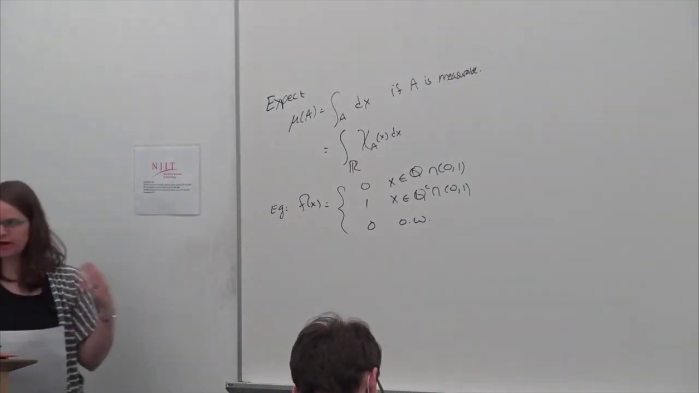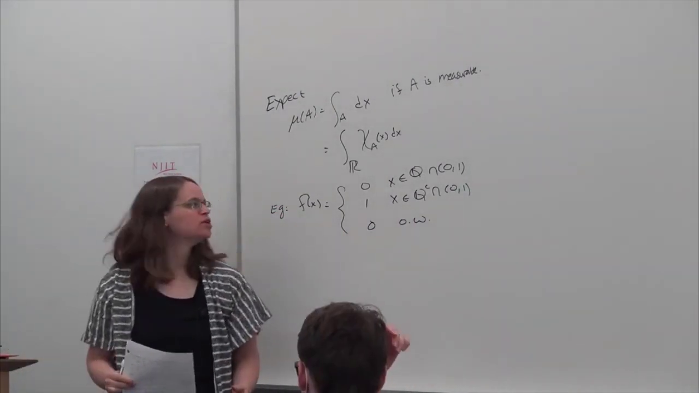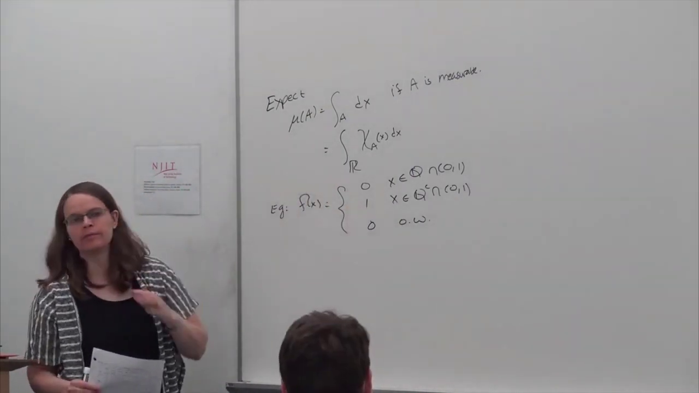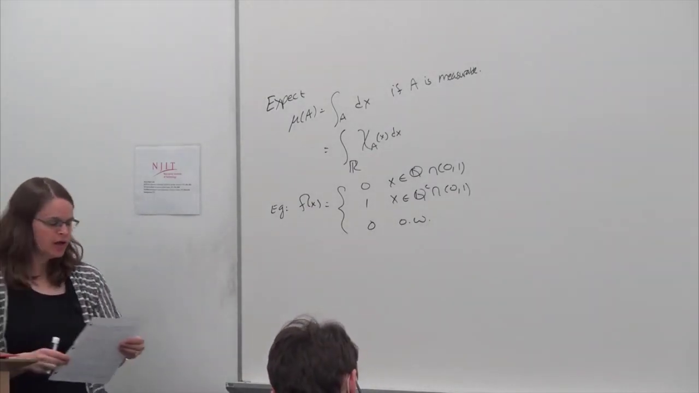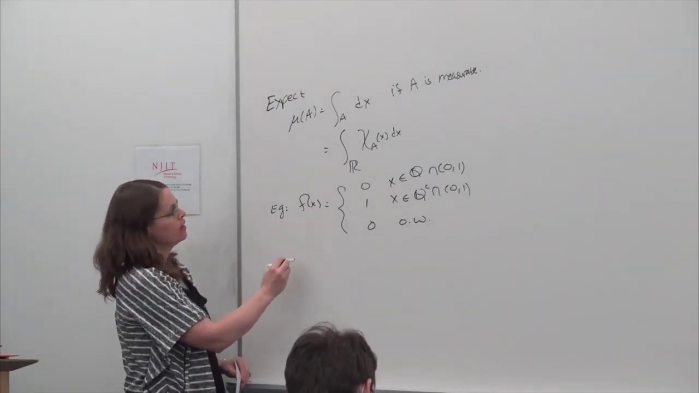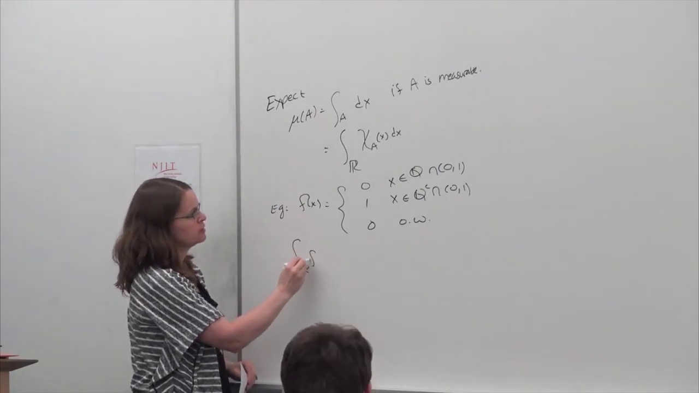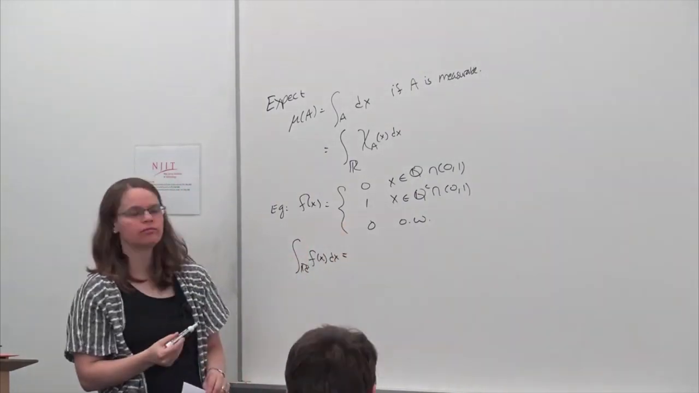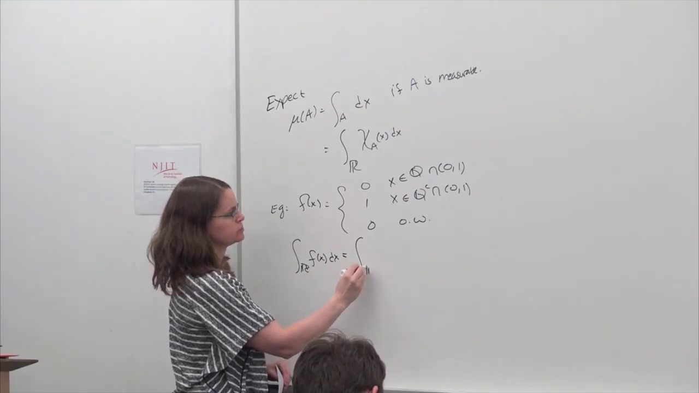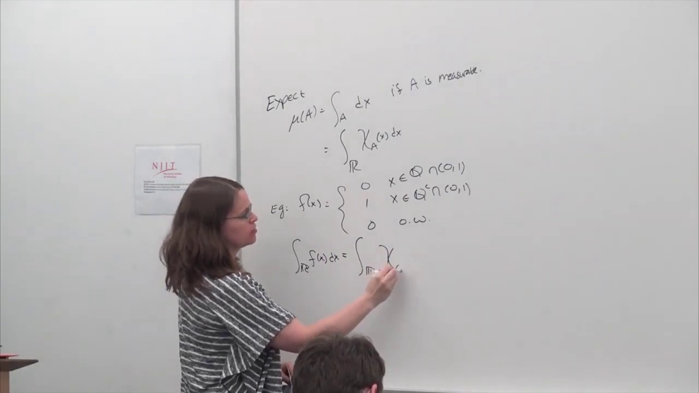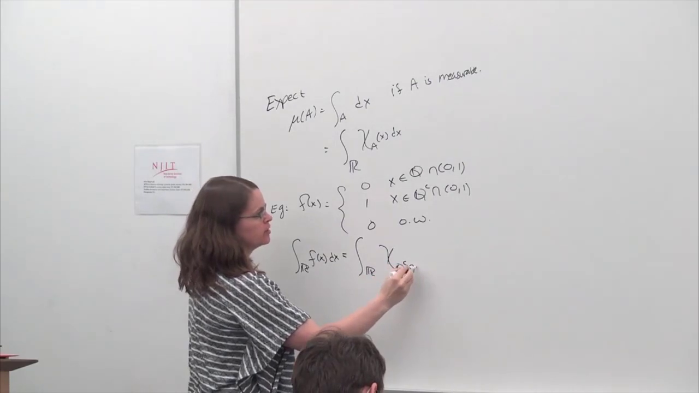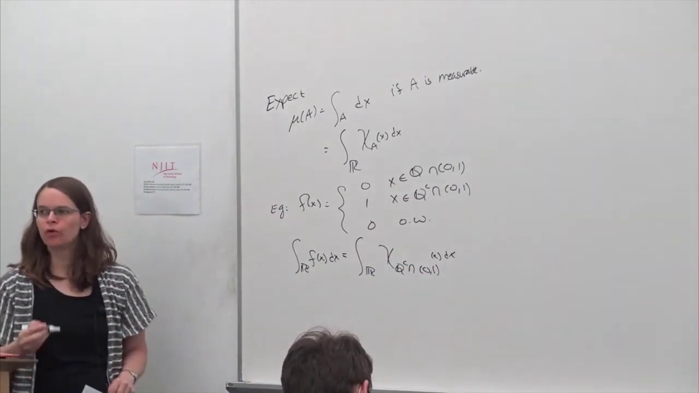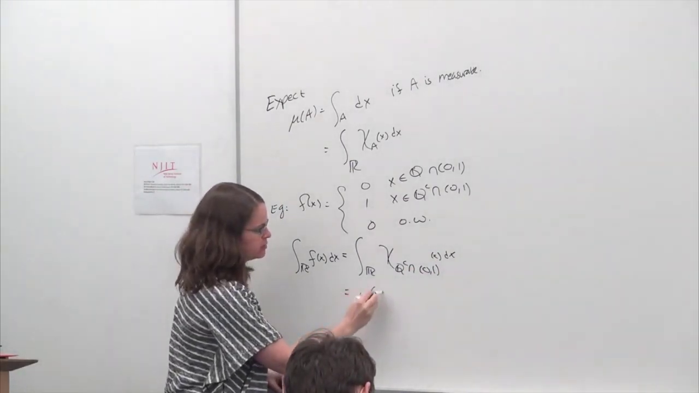And this is something that we could not integrate before. All right, we did upper sums, and upper sums would always give us 1, but lower sums would always give us 0. So there was just no Riemann integral. But here we can say, well, the integral of this function. Well, this is just the characteristic function for this particular set. So this is the characteristic function of the irrationals between 0 and 1. So we just expect that to be the measure of this set.